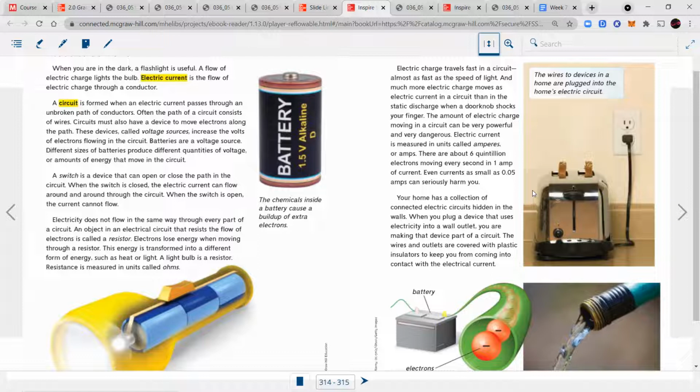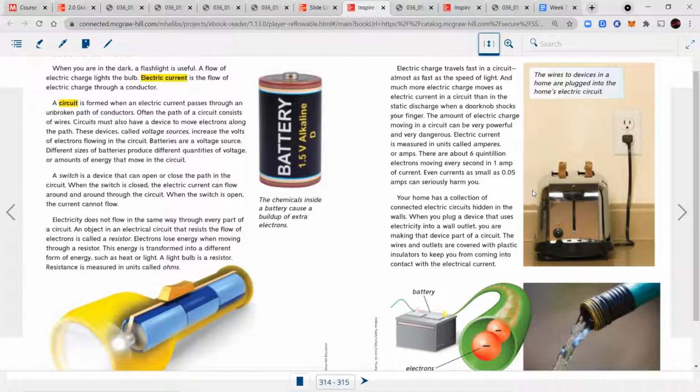Your home has a collection of connected electric circuits hidden in the walls. When you plug in a device that uses electricity into a wall outlet, you're making the device part of a circuit. The wires and outlets are covered with plastic insulators to keep you from coming in contact with the electric current.